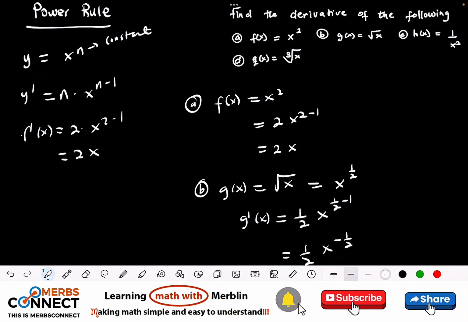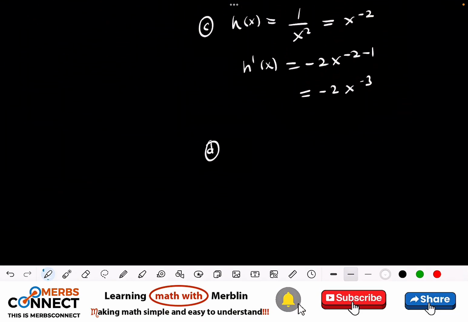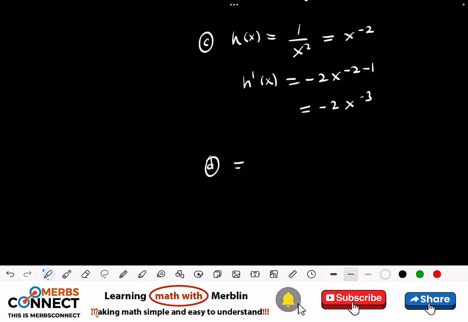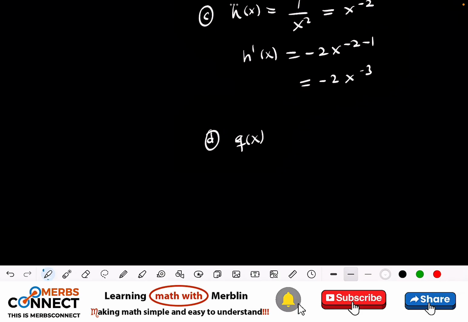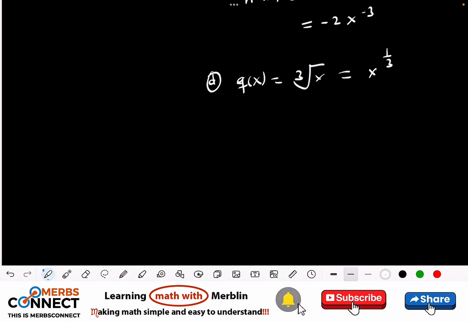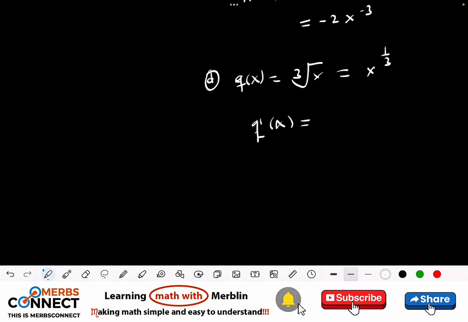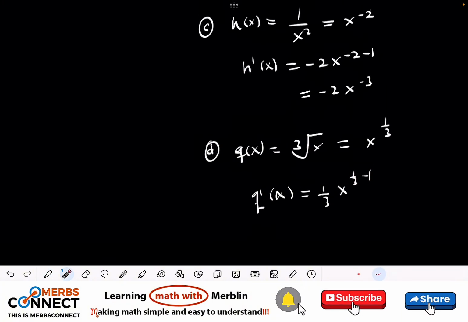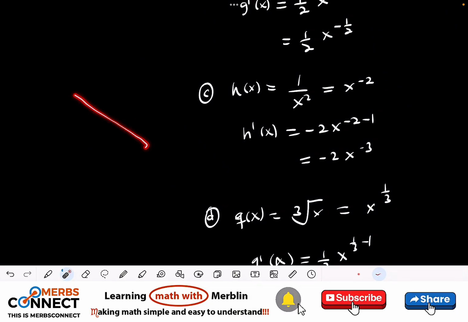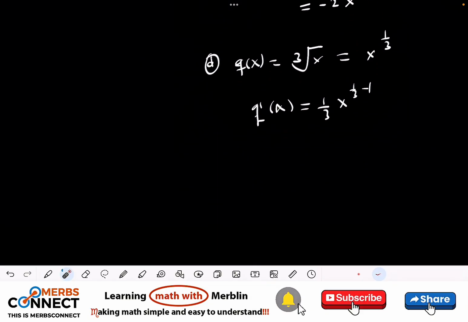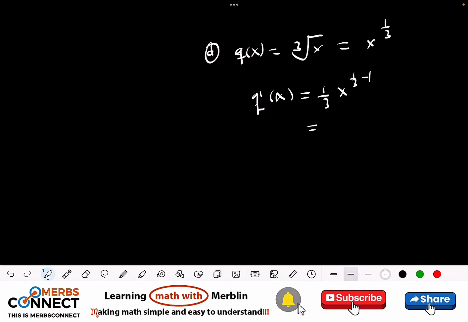Let's look at D. D, we have q of x, which is equal to the cubic root of x. Cubic root of x is the same as x to the power 1/3. So q prime of x will be equal to, drop the power here, so 1/3, right? X to the power 1/3, subtract 1. Then, if you don't know how to do this one, you can use my first, second, and third pattern to find the simplification from there. So this is going to give us minus 2 divided by 3.